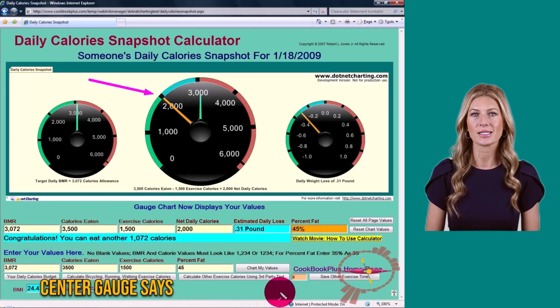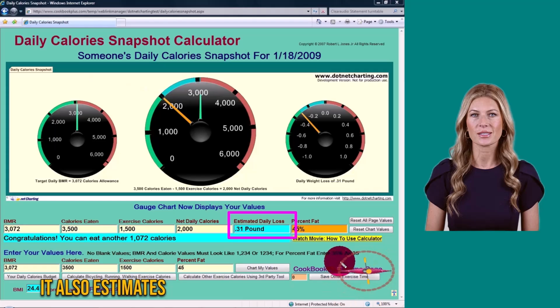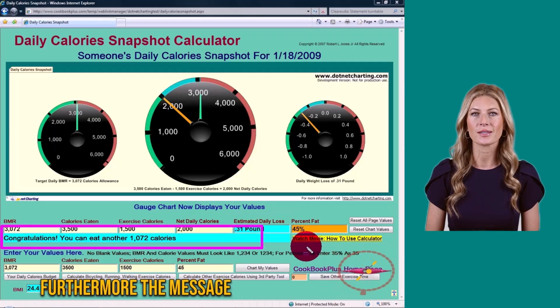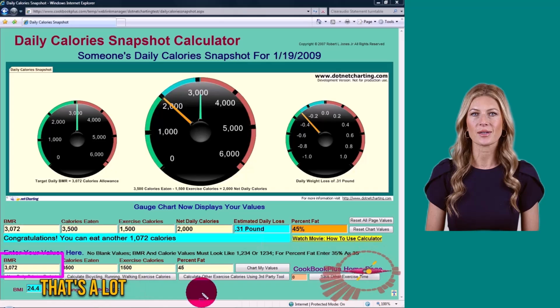This time, the center gauge says our net calories for today were about 2,000 calories. It also estimates that we're going to have lost about 1/3 of a pound. Furthermore, the message is pretty motivating. It congratulates us and tells us that we could have eaten another 1,072 calories if we wanted to. That's a lot of dessert.